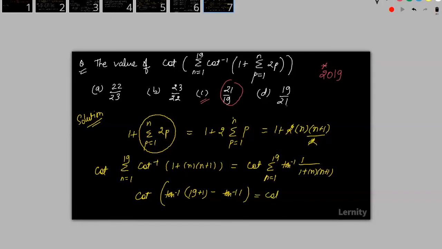This will become cot of tan inverse of (19 plus 1 minus 1) upon (1 plus 19 plus 1), that is, 1 plus 20. So this is nothing but cot of tan inverse of 19 by 21, and this will simply come out to be 21 by 19. Right? So same question, almost same question, but asked in two different years.